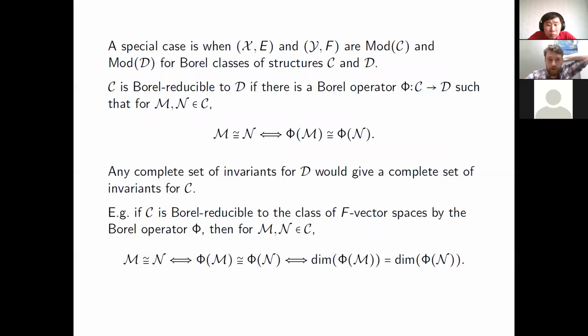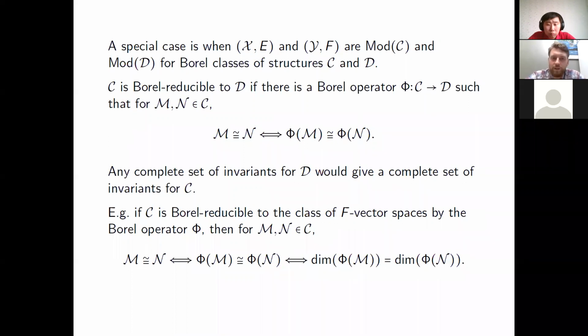We said we're going to care specifically about these structures. So let's think of X and Y as being all the models in some class C and all the models of some class D. We have two classes of structures, maybe one is graphs and one is groups. We say that the class C is Borel reducible to D, taking the definition from before: there's a Borel operator that takes things from the class C and gives you things from the class D, and any time you take two things in C that are isomorphic, the things you get in D are also isomorphic, and that's if and only if.